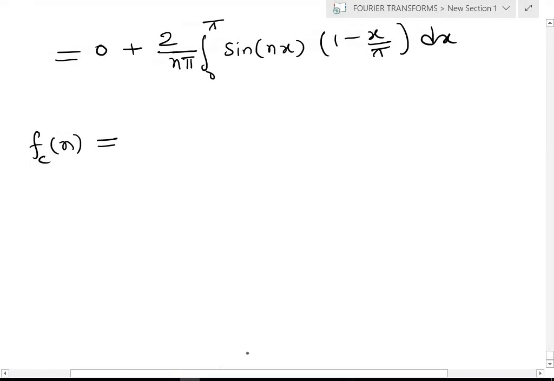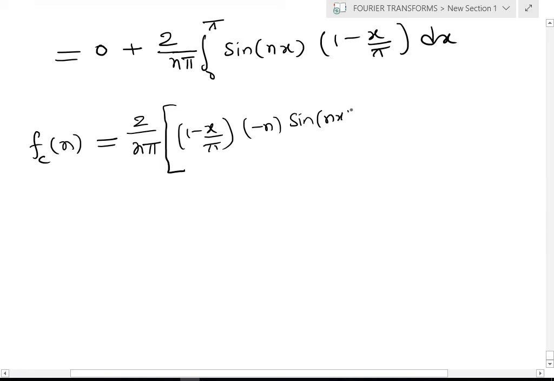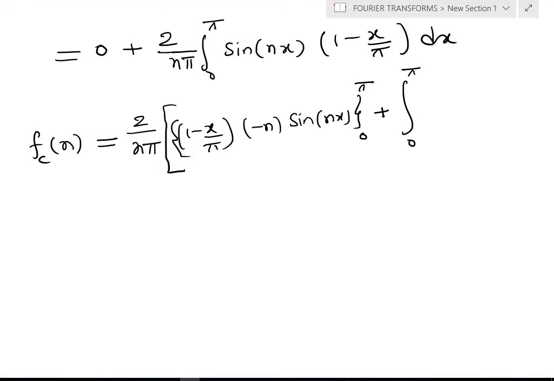Now again by parts, no option. Then again by parts, 2 by n pi. So when I do the first term, 1 minus x by pi, this will be of minus n, then sine of nx with lower limit 0 and upper limit pi, then minus integration from 0 to pi, sine of integration of sine of n pi, that is minus minus will become plus, and I am sorry, this is minus 1 by n.